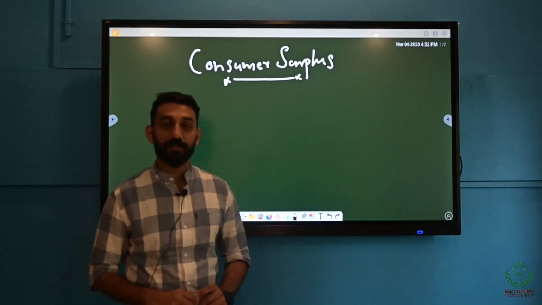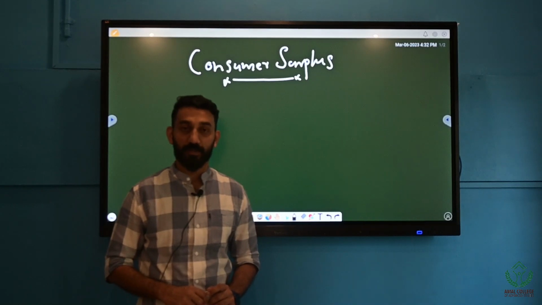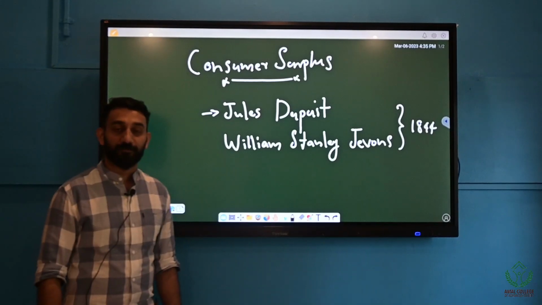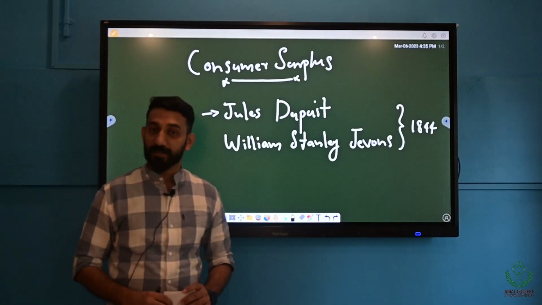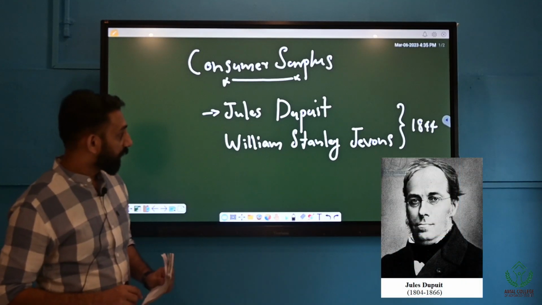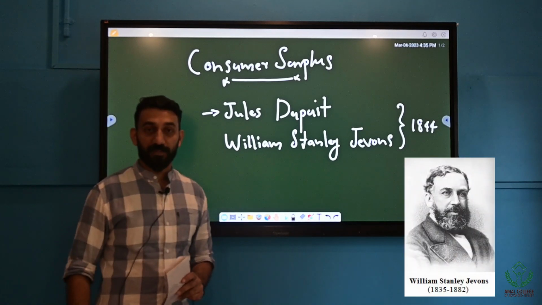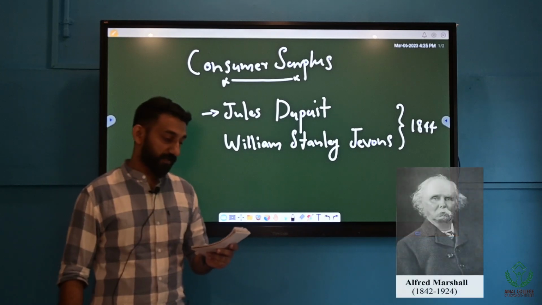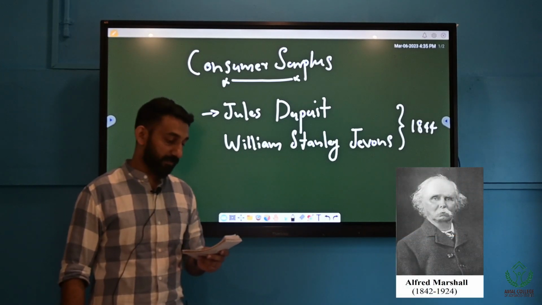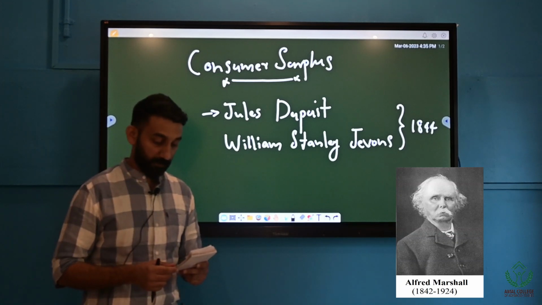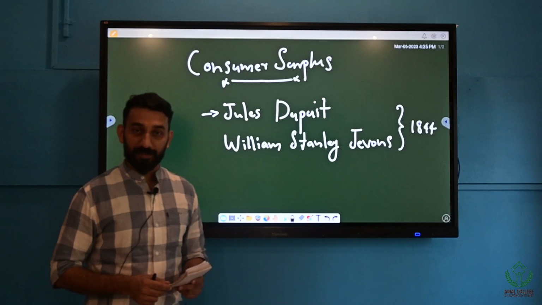Today we will be having a discussion upon consumer surplus from microeconomics. The concept of consumer surplus was first introduced by Jules Dupuit and William Stanley Jevons in the year 1844. Later, Alfred Marshall, the French economist, elaborated and popularized this concept through his masterpiece, Principles of Economics, in 1890.